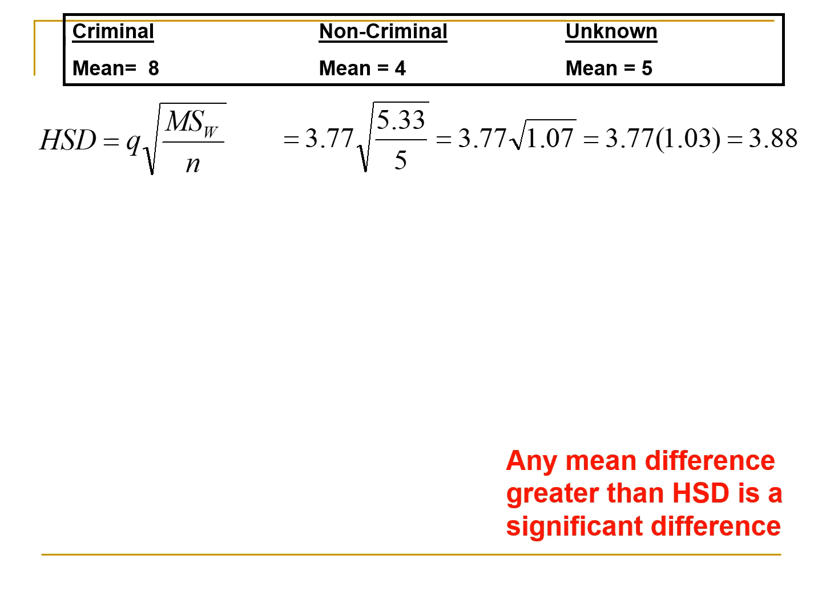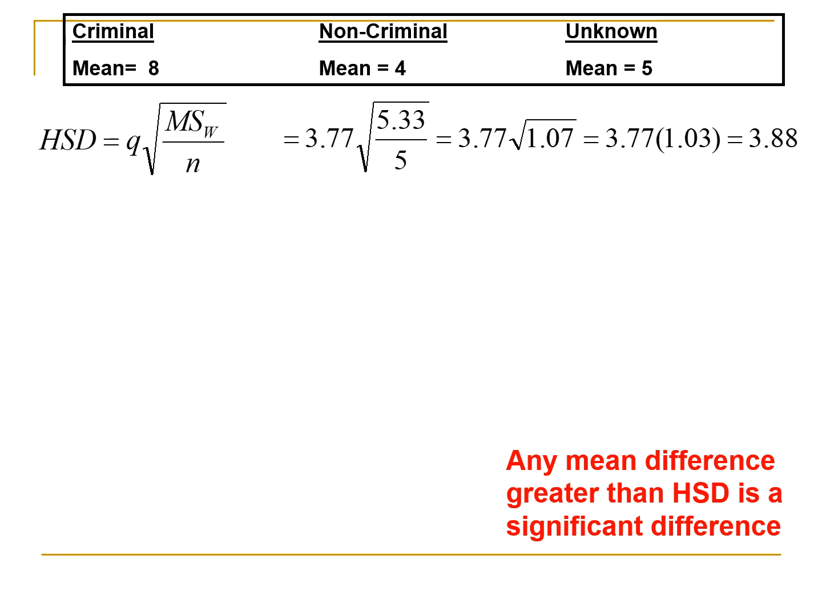We know our mean square within, so the top of the equation was 5.33, and our n per group was 5. So 5.33 divided by 5 is 1.07. We take the square root of that, which becomes 1.03. And we multiply that by our Q statistic, 3.77. It equals 3.88. Any mean difference greater than HSD is a significant difference.